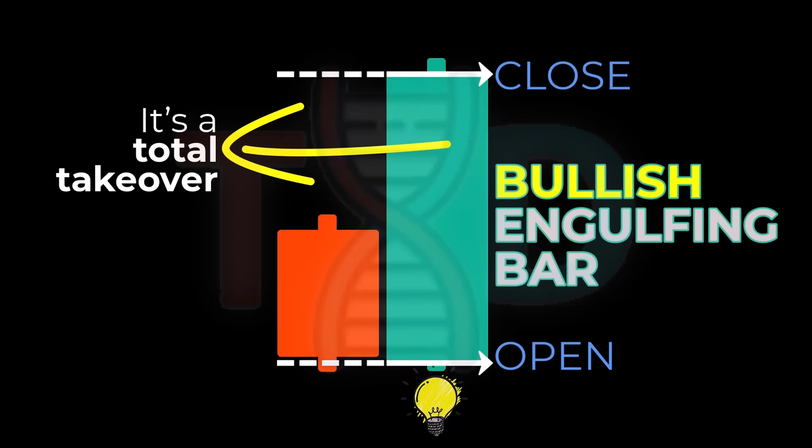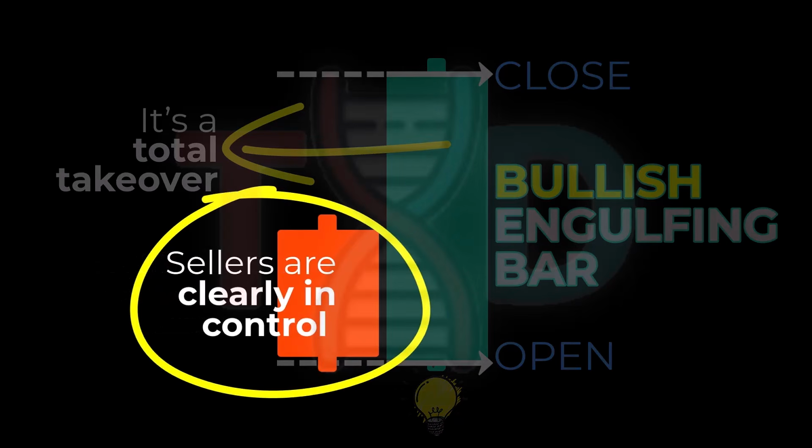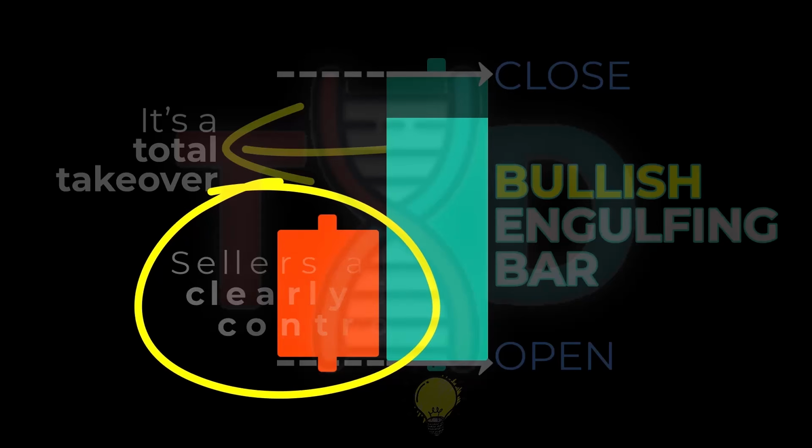And here's what it means psychologically. During the red candle, sellers are clearly in control. Everyone's thinking, oh no, the price is going down. But then the next candle opens and the buyers don't just push back, they completely crush the sellers' momentum. It's like the market did a 180 in real time.